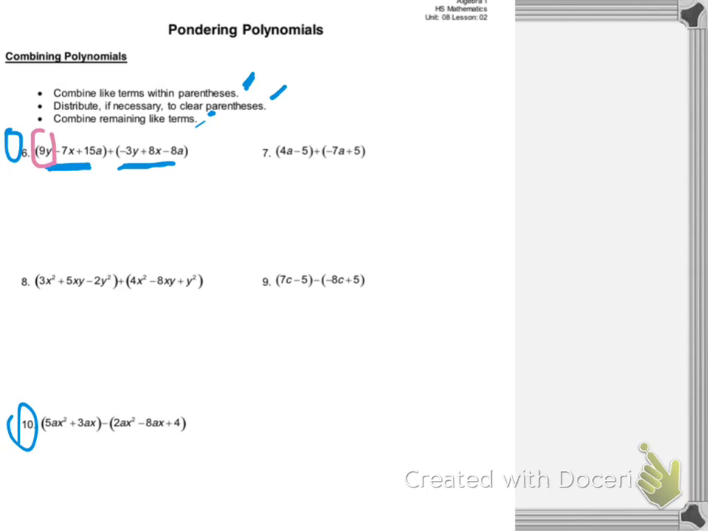So I have a y here. I have a y here. So 9y minus 3y gives me 6y. And then I have negative 7x plus 8x, which is going to give me plus 1x. And then I have 15a minus 8a, which is going to give me plus 7a.